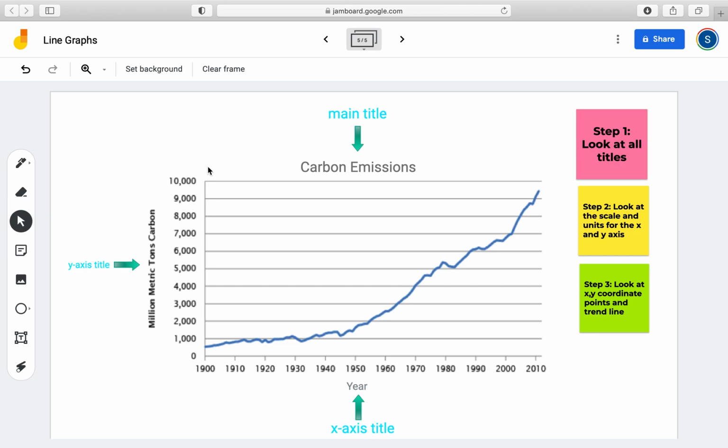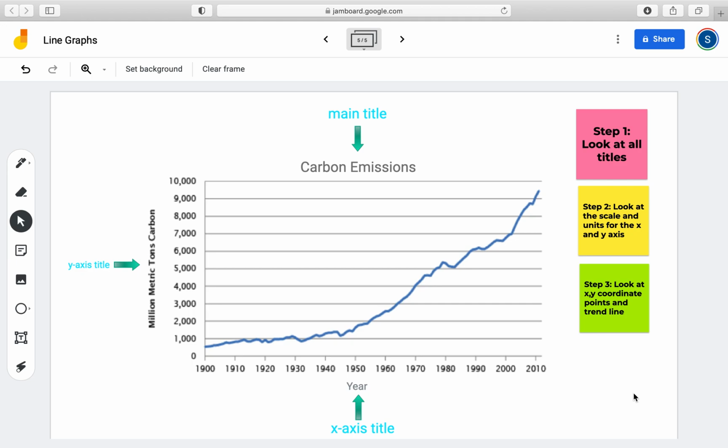Lastly, look at the data points and the trend line. So based on the year versus the tons of carbon, what is this line showing you? How would you read this line? And you can look at the relationship. Usually line graphs show some form of relationship between the years and the tons of carbon that's emitted. And you can get all this information by combining all the steps from understanding a line graph.